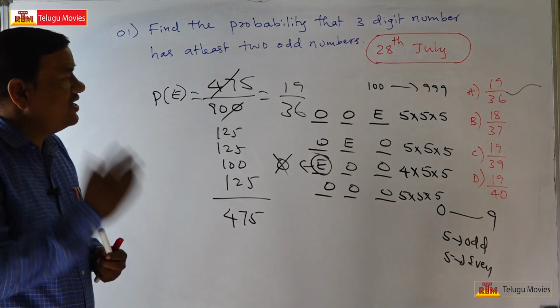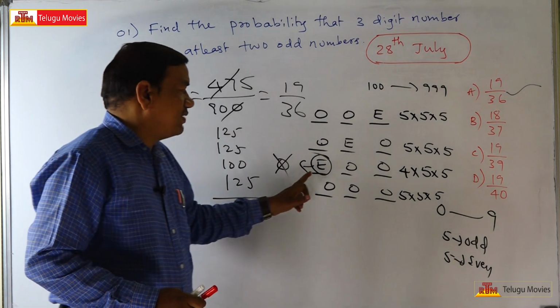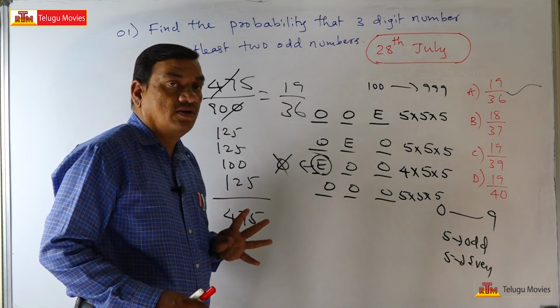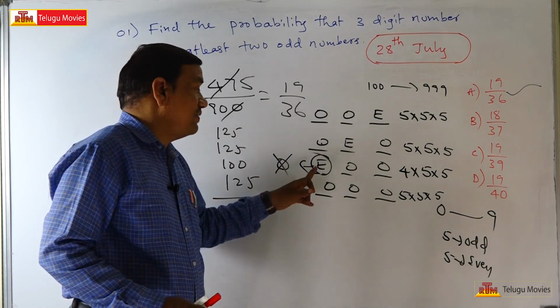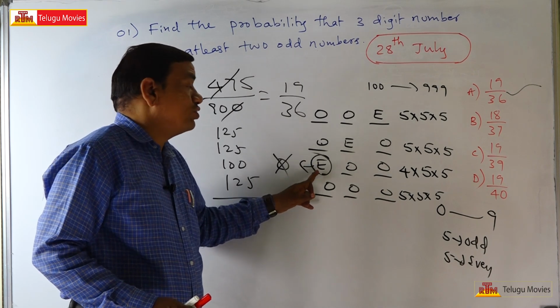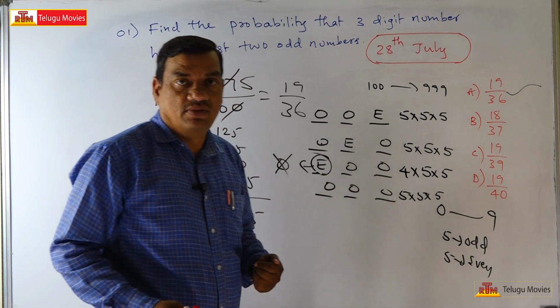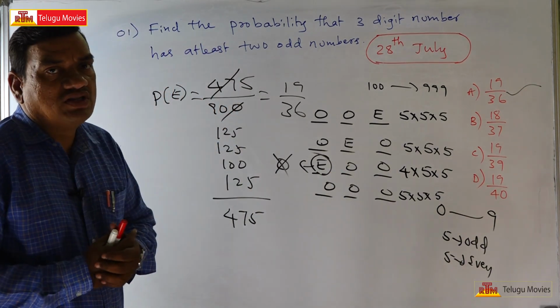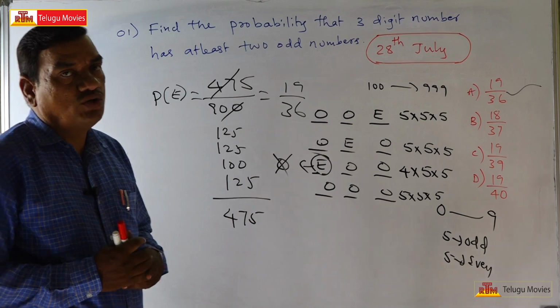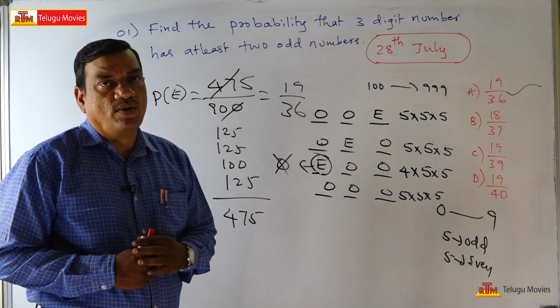So this is a very easy problem. The one thing you have to remember is that here it takes only 4 numbers, that is 2, 4, 6, 8. Why? Because it is in the hundreds place, you should not keep 0 here. If you keep 0, it will become a 2-digit number. I hope that you understand the solution. Let us go for the next problem.